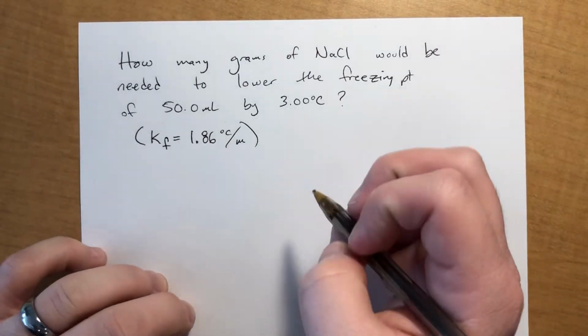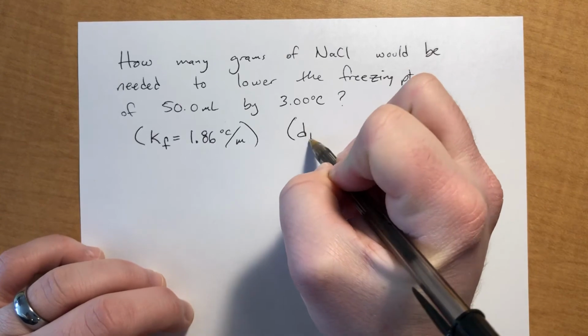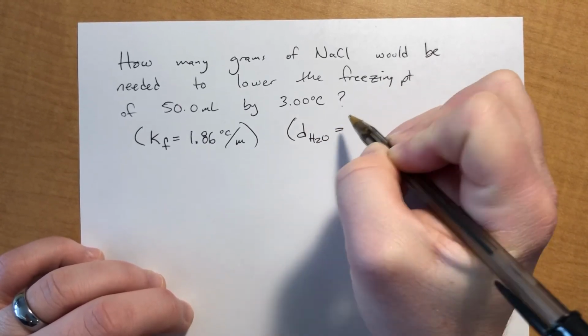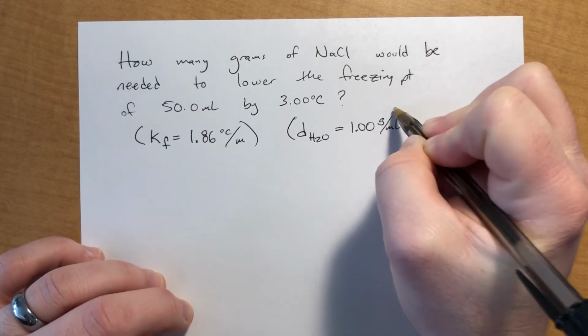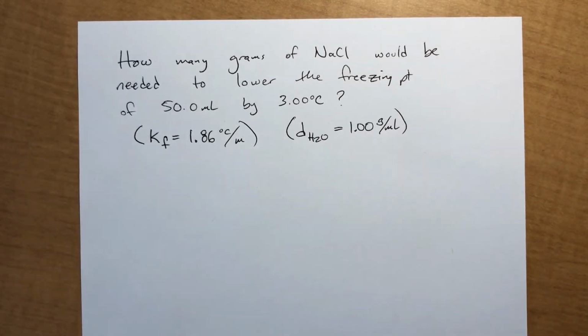Okay. We also probably should point out that the density of water, we're just going to run with it being 1.00 grams per milliliter. So we're going to assume that it's a density of 1 because it's water. Water does have a density that varies a little bit as temperature changes, but we're going to ignore that factor right now.